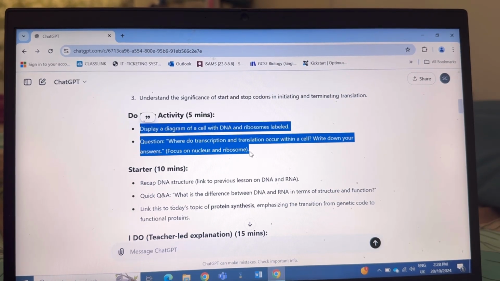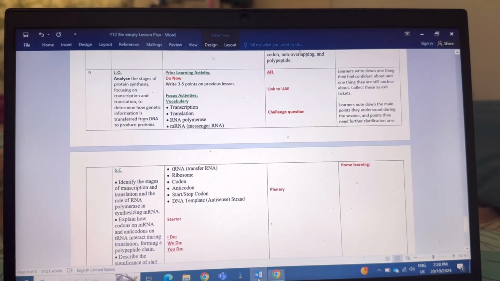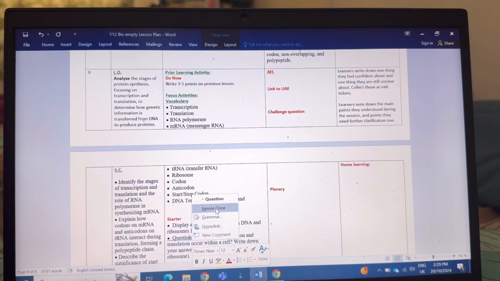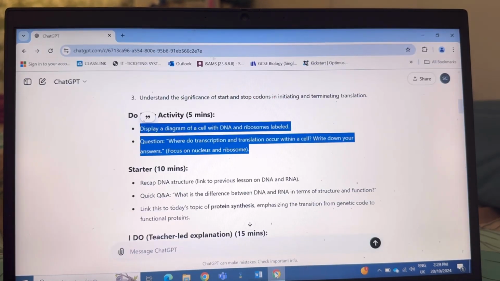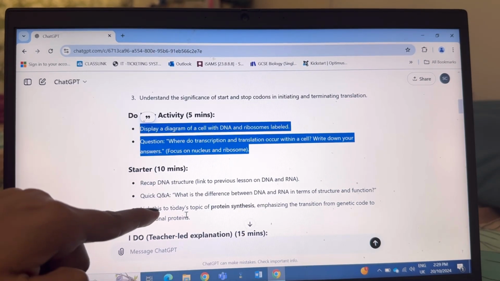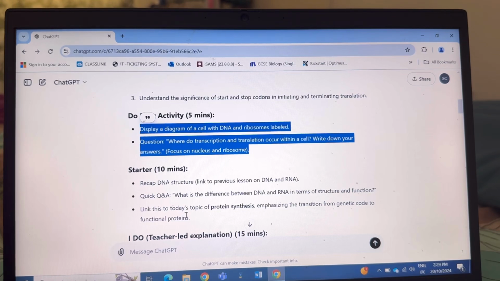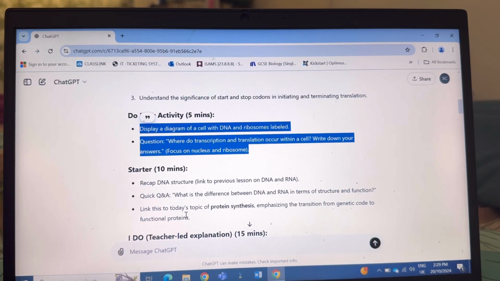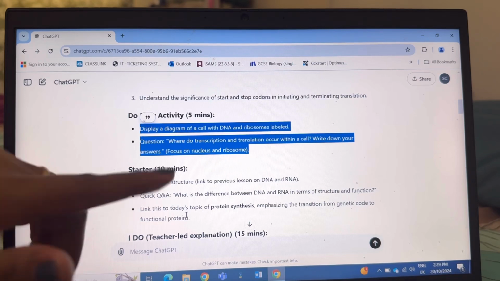It depends upon time. If I have time, I'll do the first one. Okay, if I don't have time, I'll just go and do the second one. That's what I think for now. Okay, this actual starter given by the ChatGPT says, recap DNA structure, quick Q&A, link to today's topic of proteins. So it has given me different types of starter. I think this one will be best, recapping DNA structure.